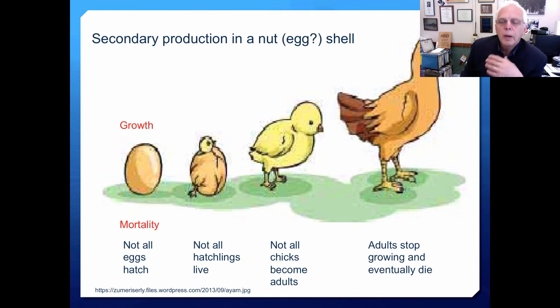And looking at copepods and other kinds of aquatic organisms, we also think about life stages. So if you get more deeply into this, you'll see that parallel. The other thing that's going on as the organisms are growing is they're dying. Not all of the eggs hatch, not all the hatchlings live, not all chicks become adults, and eventually even adults stop growing and eventually die. So two processes going on, and they are growth and they are mortality.